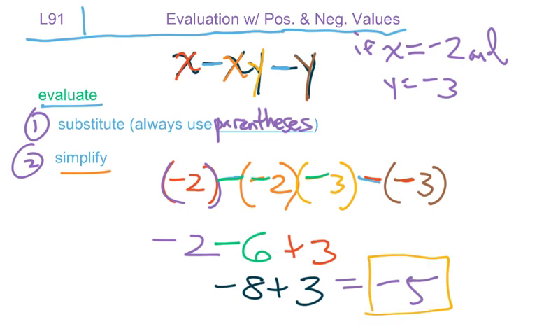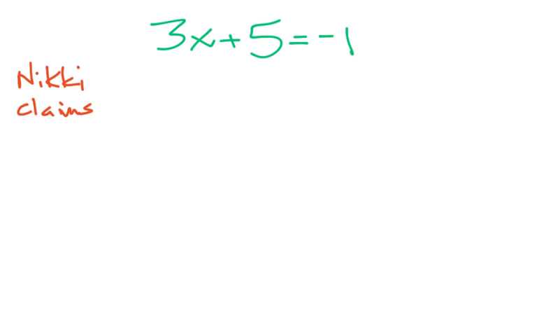Let's do another. So this one's slightly different, and I imagine your book will take you through these exercises. But here's an equation, 3x plus 5 equals -1. And this person named Nikki has claimed that x is equal to -2. That's her solution. And we want to know whether she's on board with the truth. So we're going to check that.